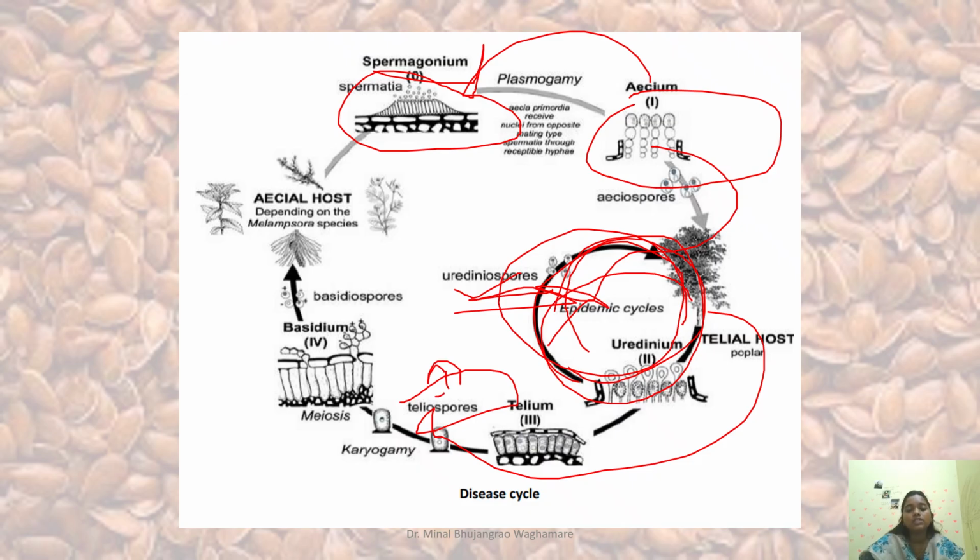Otherwise, in another stage, teliospore is converted to basidiospores, which is the sexual spore of the rust life cycle. And like this, basidiospore again leads to infection, and that infection again leads to the pycnospore. Like this, the life cycle continues on the linseed crop.